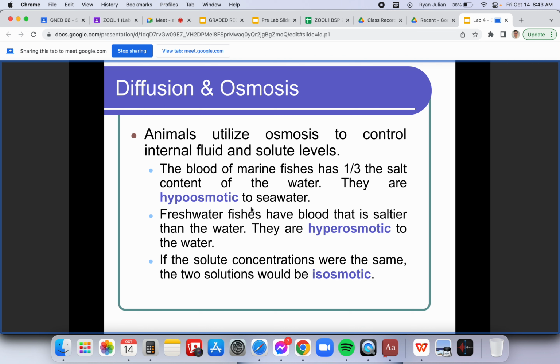And for the last one, if the solute concentrations were the same or equal, the two solutions would be isoosmotic because there is a balance between the two concentrations that they have. So once again, we have hypoosmotic. Kapag mas konti yung salt sa laman, sa inside ng fish as compared to the environment, hyperosmotic. Kapag mas saltier yung freshwater fish's blood as compared to the outside water, and when they are the same, it's gonna be isoosmotic.